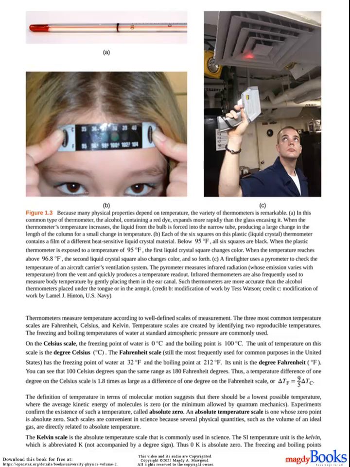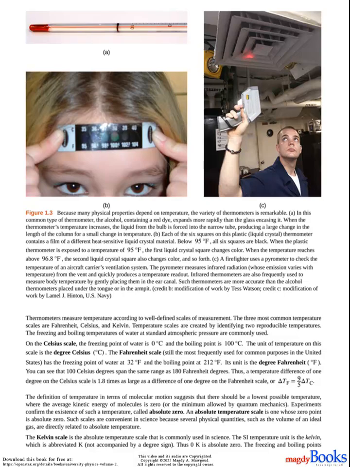The 3 most common temperature scales are Fahrenheit, Celsius, and Kelvin. Temperature scales are created by identifying 2 reproducible temperatures. The freezing and boiling temperatures of water at standard atmospheric pressure are commonly used. On the Celsius scale, the freezing point of water is 0 degrees Celsius and the boiling point is 100 degrees Celsius. The unit of temperature on this scale is the degree Celsius.